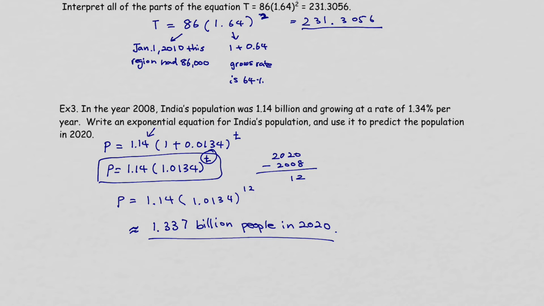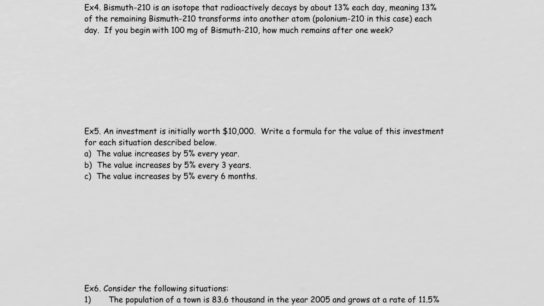Let's try another one. Again, example 4, read the problem and see if you are able to set the equations, and then watch this video. Looks like the most important information I have here is beginning 100 milligrams, right? What's the rate, right? Rate is going to be 13% each day, right?